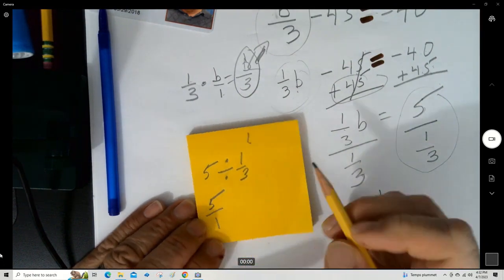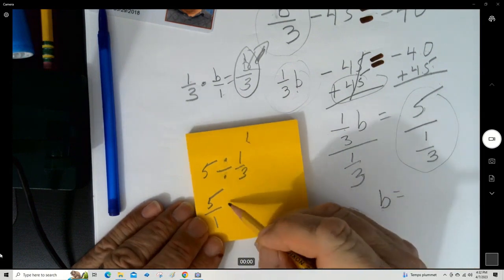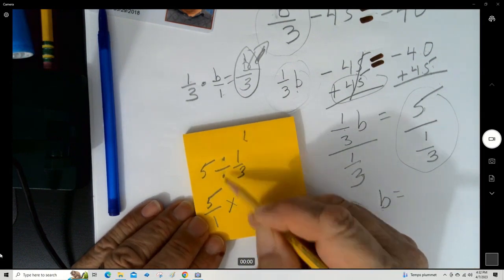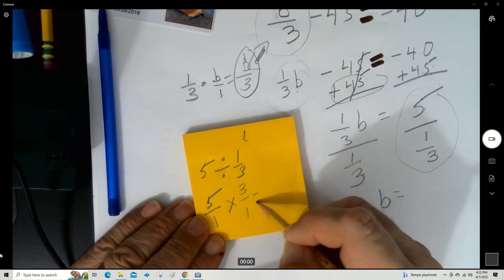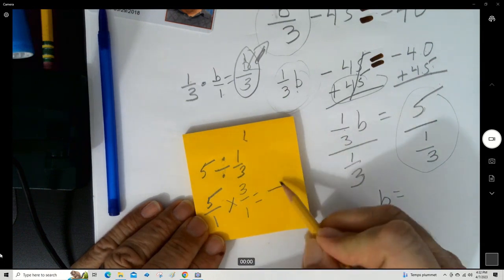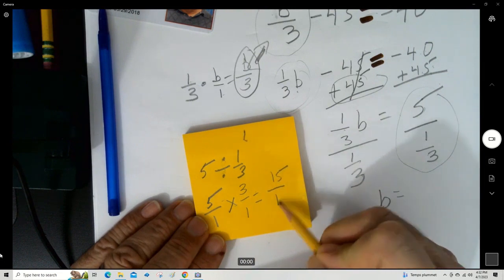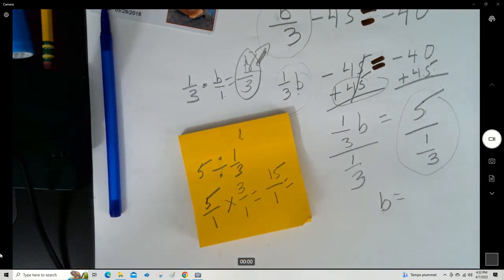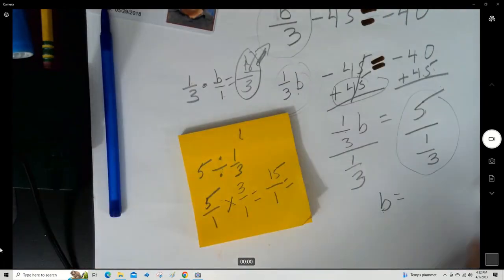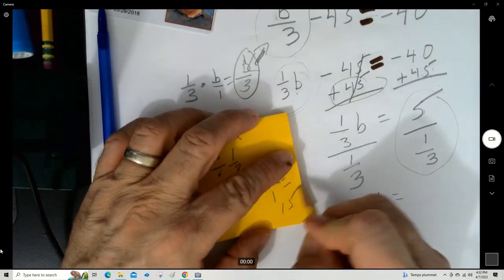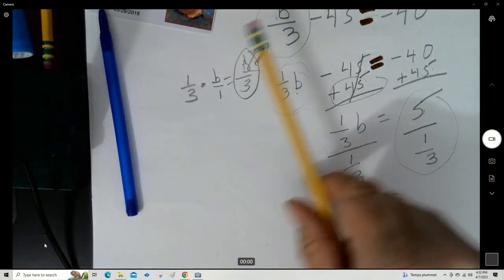Keep the first number. We'll go ahead and just divide it by 1 to save a step. Change the sign, division to multiplication, and flip that fraction from 1/3 to 3/1. Multiply across: 15 times 1 is 15. 15 divided by 1, we know any number divided by 1 is the same number. See how these rules always come in? And that will equal 15. So our answer is going to be 15.